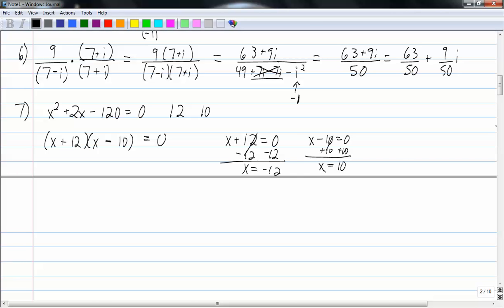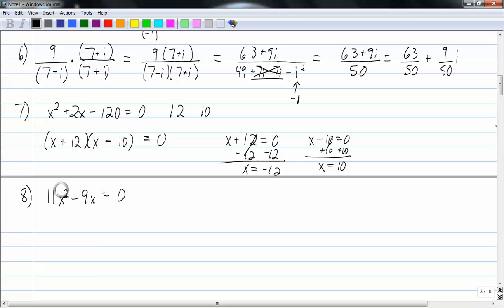Alright, so number 7 is D. Number 8, same direction, solve by factoring. 11x squared minus 9x equals 0.